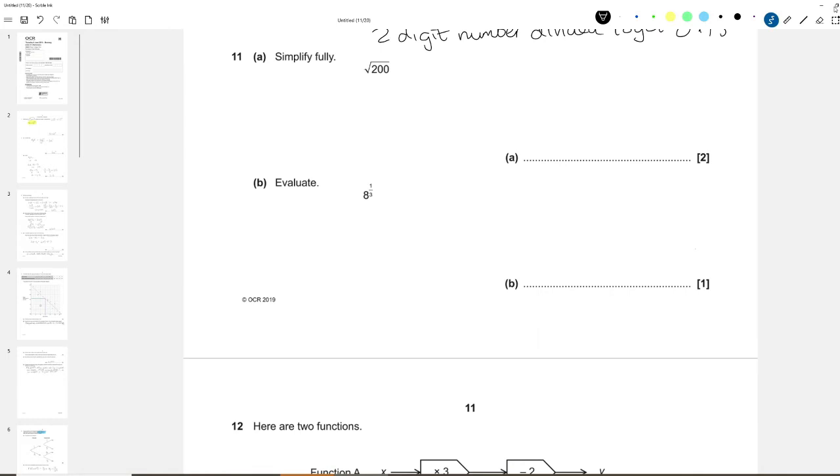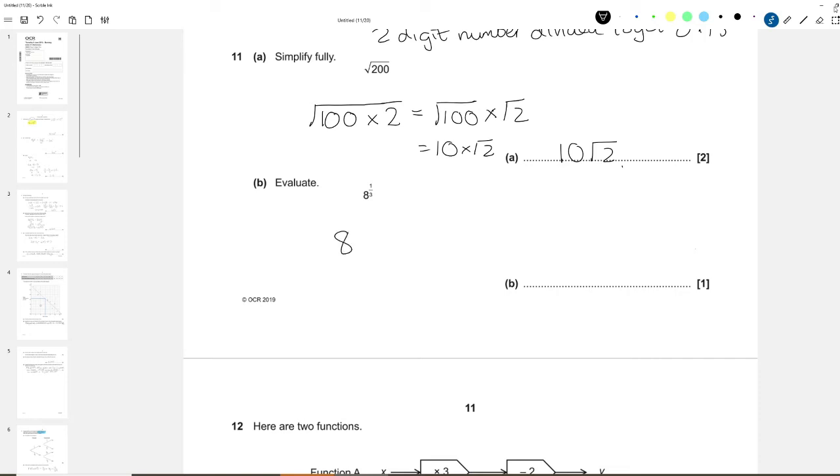Question 11. Simplify the square root of 200. So when I'm simplifying surds, I need to think about the biggest square factor that I can factorize out of 200. So I can write this as 100 times 2. Now if I split that, that'll be square root of 100 times the square root of 2. Remember, when I'm timesing, I can split it like this. That's the rule. Square root of 100 is 10. So 10 times root 2. I don't like to write the times, so I just write 10 root 2.